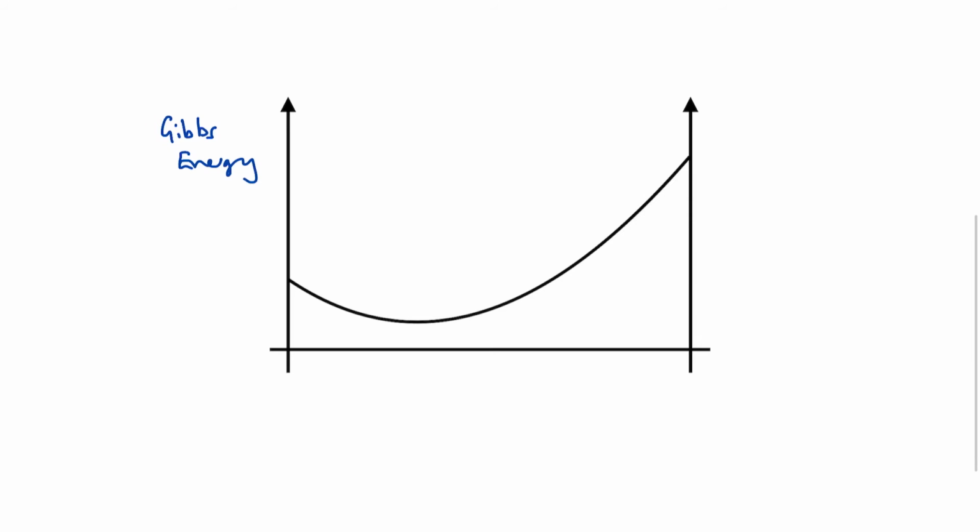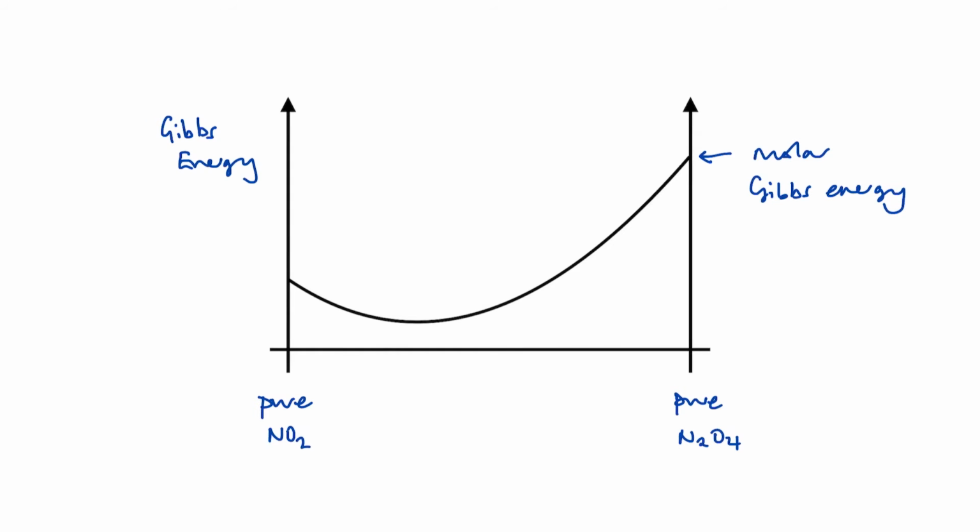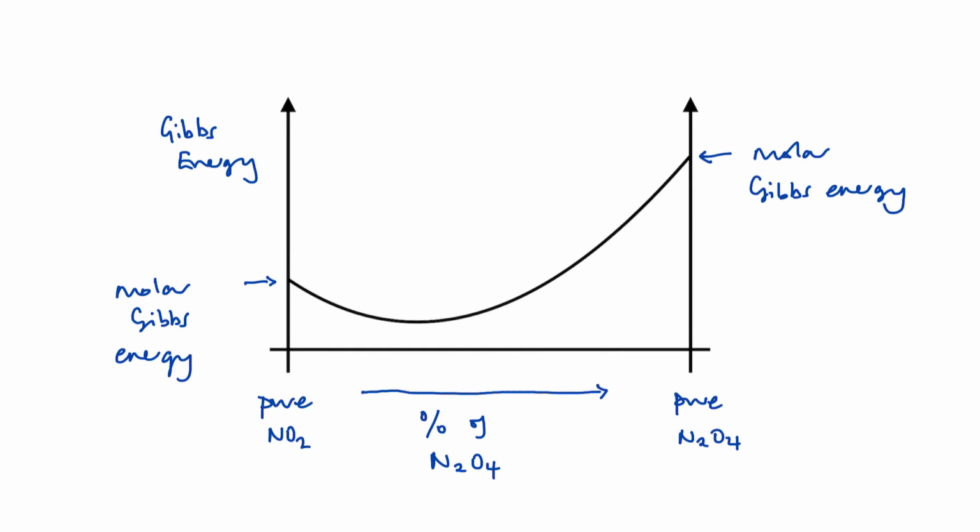So going back to our first example, if I take my pure NO2 and my pure N2O4, this value here would be the molar Gibbs energy of N2O4, and this here would be the molar Gibbs energy of pure NO2. And as we move from pure NO2 towards our equilibrium mixture, all that is changing is the percentage of N2O4 in our mixture.